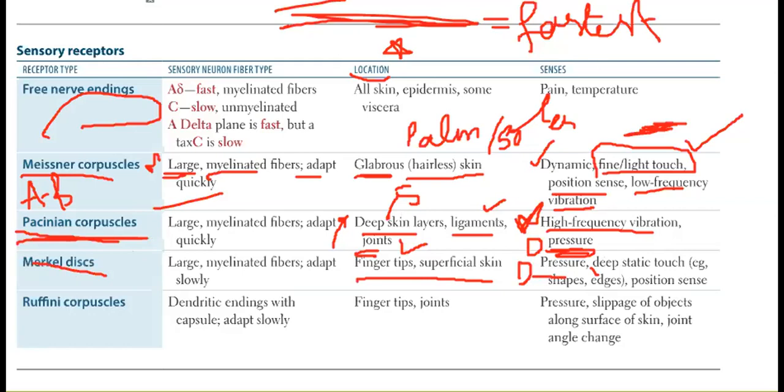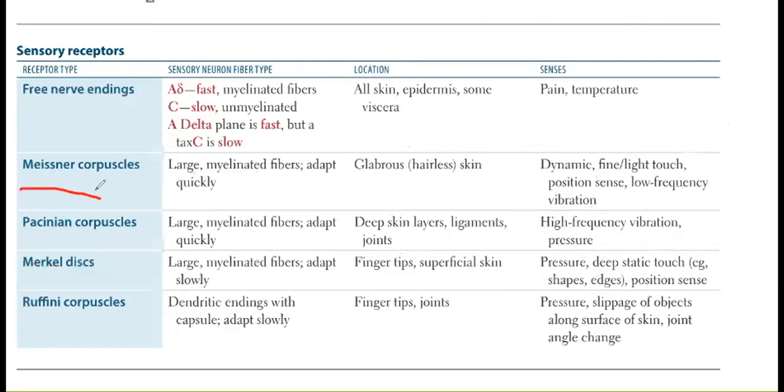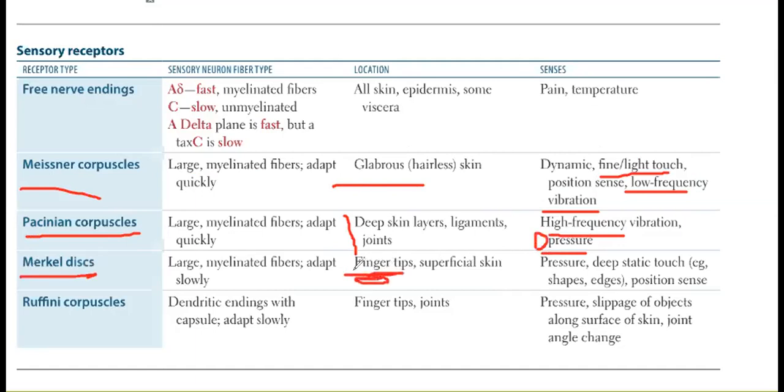So let me tell you the important MCQs. Meissner corpuscles, you have to remember the location and fine light touch, okay, and low frequency vibration. But in Pacinian, you have to remember all of them and this completely deep pressure, okay. In Merkel discs, you have to remember fingertips, okay. Remember fingertips. These are your straightforward MCQs, okay. Ruffini corpuscles now. In Ruffini, I told you they are also for temperature, but it's not written over here, but they are for warmth, okay.